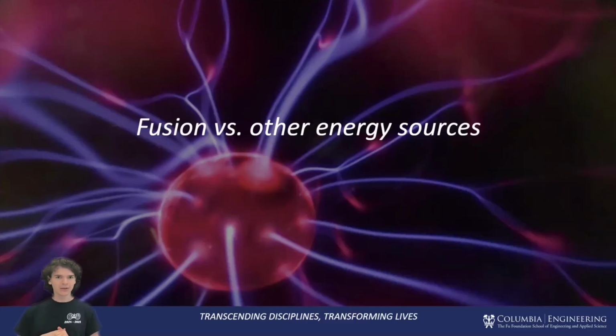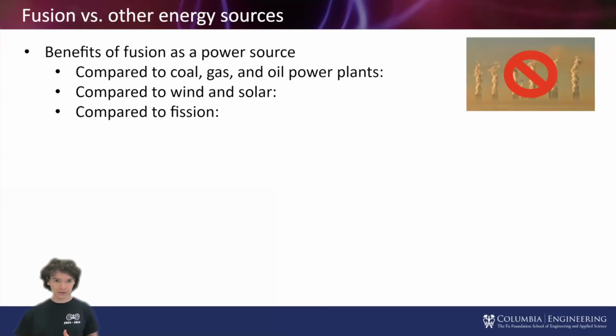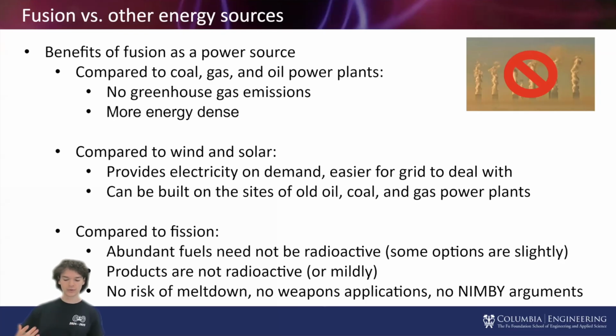The next section I have is fusion versus other energy sources. This is a follow-up from this argument, where we can now talk about the advantages and disadvantages of using fusion over fossil fuels and over other clean energy sources. As compared to fossil fuels, we'll start off there. So fusion, obviously, or maybe not obviously yet, has no greenhouse gas emissions. And it also has much higher energy density than that of coal, gas, and oil. And we'll talk about why this is important in a bit.